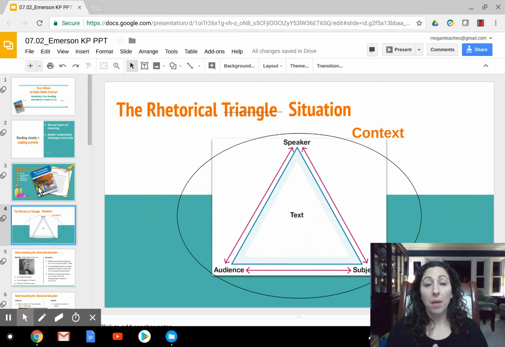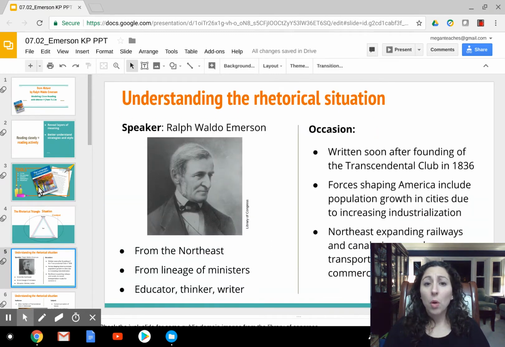Surrounding all of that, what really makes it a rhetorical situation is that larger context. So we're thinking about historical influences. We're thinking about issues that are going on at the time the text was written or created. And then we can also consider the specific occasion. What specifically gave rise to the creation of this particular text? So all of that's really important to consider before we get into looking at specific strategies. So let's take a look at what helped shape this piece of writing, this excerpt from Nature.